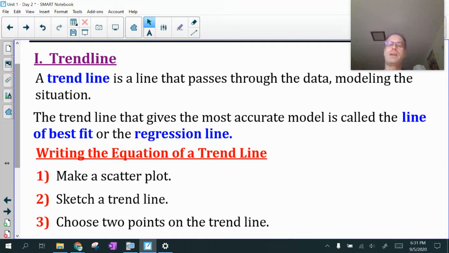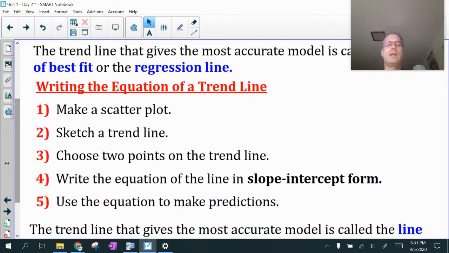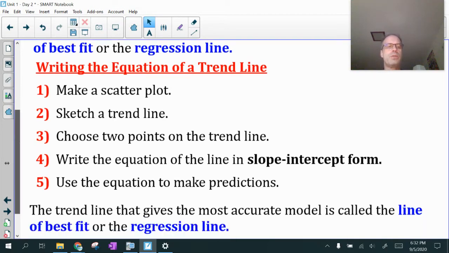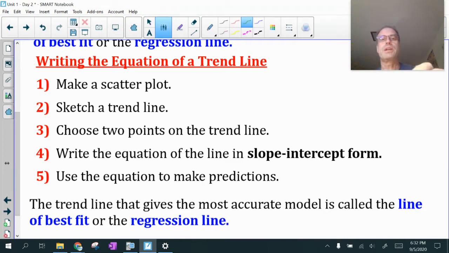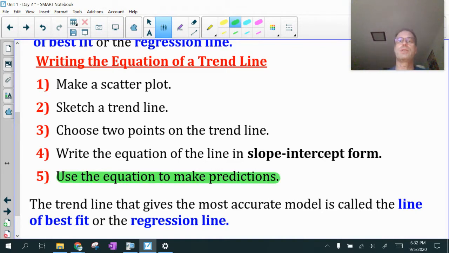A trend line that gives the most accurate model, we call the line of best fit, or sometimes the regression line. Normally, we would go through the whole process of finding and writing the equation of a trend line. We'd make a scatter plot, then sketch the best trend line that we could. Then we'd choose two points on the line, and use the equations I just went over to come up with an equation in slope-intercept form. And then we finally get to the part that's actually powerful, which is using the equations to make predictions. That's why math is useful to the rest of the world: it can do things that otherwise you wouldn't be able to find out.